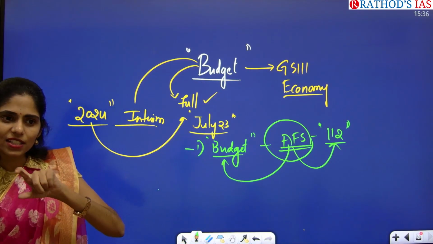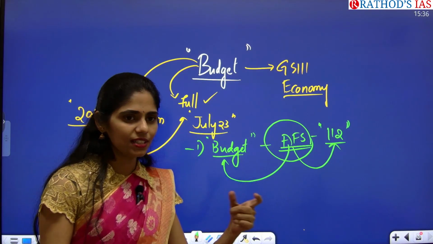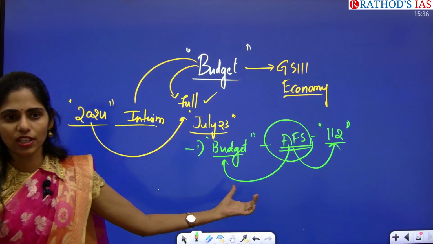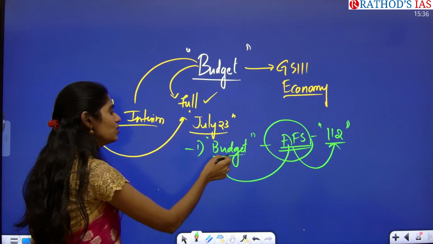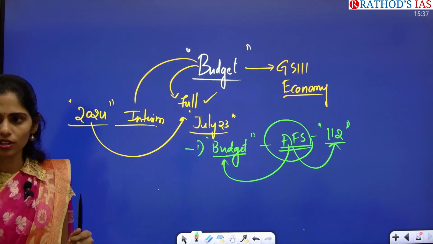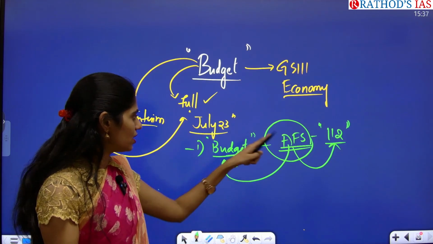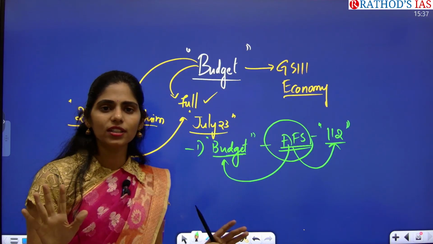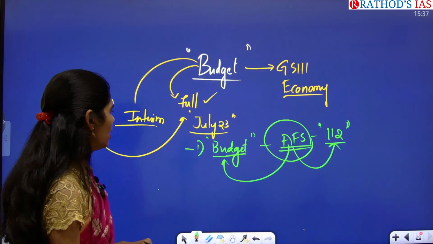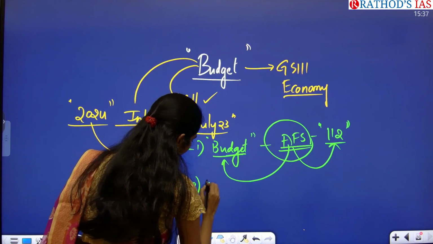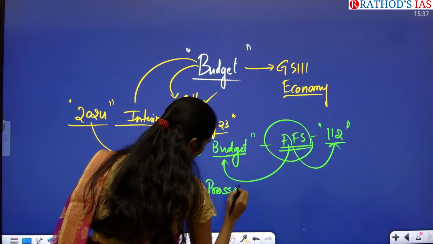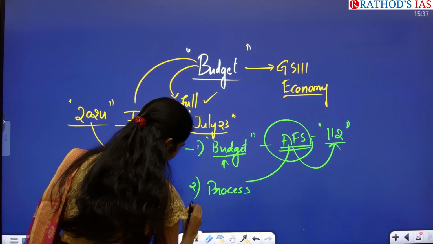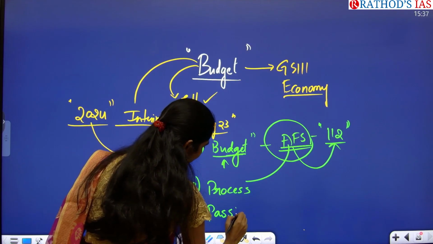So UPSC may ask a question like, annual financial statement is present in the constitution under which article? This is one kind of question you can expect. Next, they may ask whether the word budget is present in our constitution or not. It is not present directly. It is present as annual financial statement, but the word budget is not there in our constitution. And next, you have to see what the process of making the budget is, and what the process of passing this budget is.